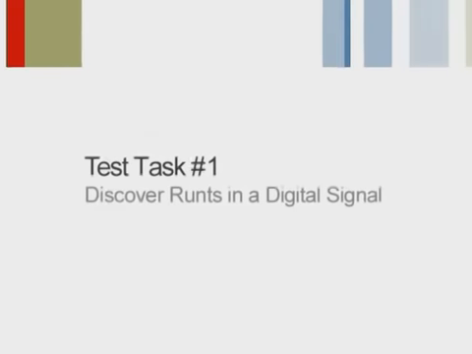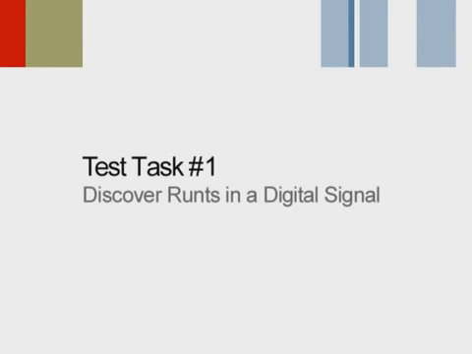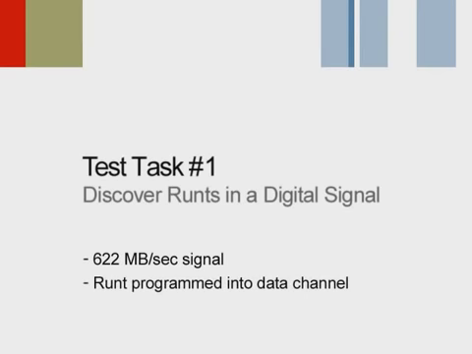The first test task is to discover any runts that may exist in a digital signal. This task is using a 622 megabit per second digital signal with a runt programmed into the data channel. Its occurrence is very infrequent, making identification a difficult task.